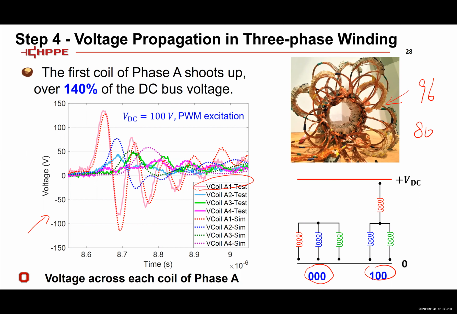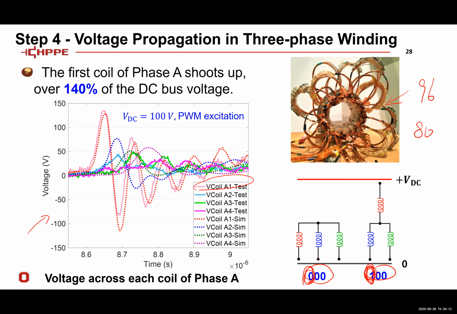Later we looked at the switching transients, all the switching transients over one fundamental cycle. The pattern we found is that whenever a phase goes from 0 to 1 or from 1 to 0, the first coil of that phase will have the highest voltage stress. If that phase goes from 0 to 1, the voltage overshoot of the first coil for that phase will be positive. If the switching status goes from 1 to 0, the first coil of that phase will have a very large negative voltage overshoot. That's the pattern we found after looking at all the switching transients over one fundamental cycle.